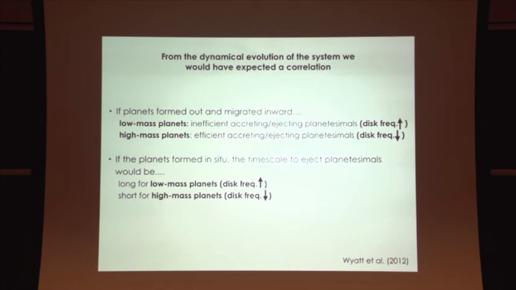So you will expect to have disks more frequent around low mass planet stars than high mass planet stars. And if the planets form in situ as well, the timescale to eject planetesimals will be long for low mass planets, so you will expect to have more disks, and short for high mass planets. So under these two scenarios, you will expect to have a correlation, but we don't find it. So why is it not there?